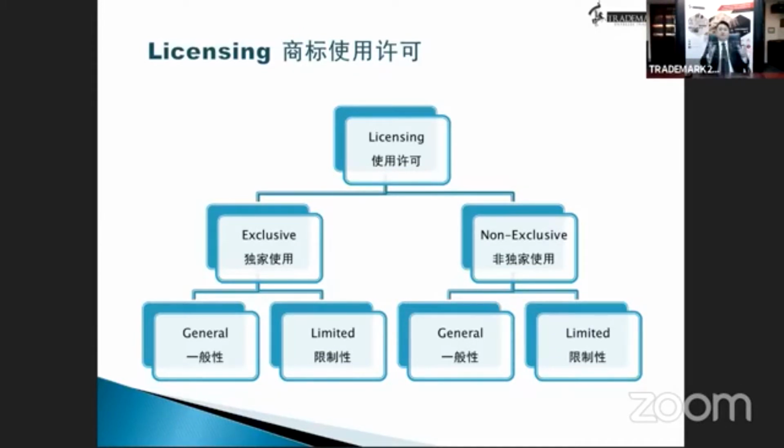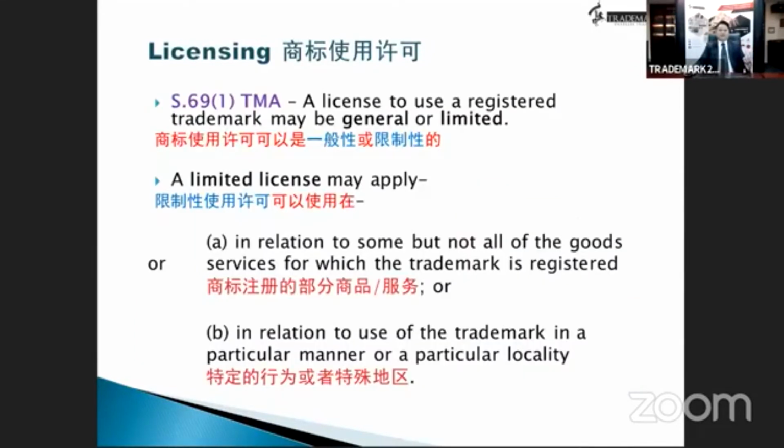Let me briefly introduce licensing. Licensing and franchise are totally two different things. A license is a permission to use your trademarks. We have two types of license here: the exclusive license and the non-exclusive license. Under each license, you may specify general terms, or you can specify limited terms in your licensing agreements. Section 69, subsection 1 says that a license can be either general or limited.